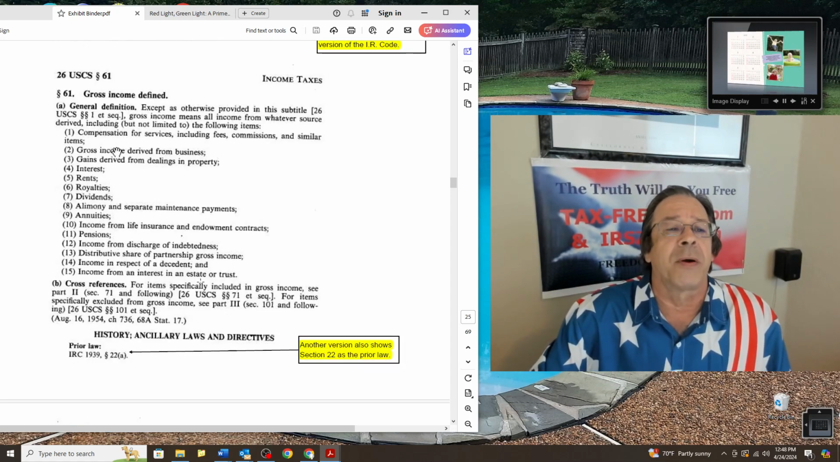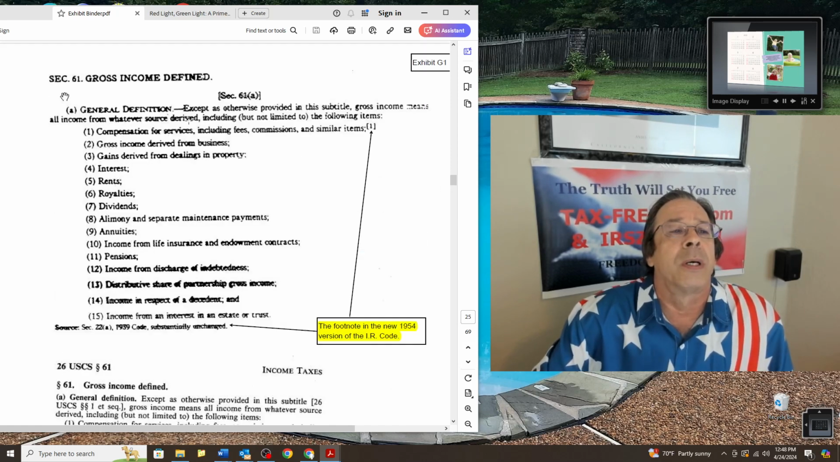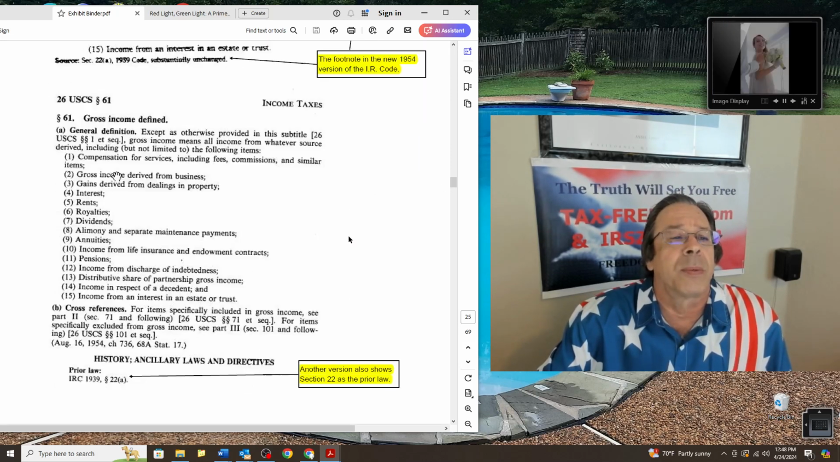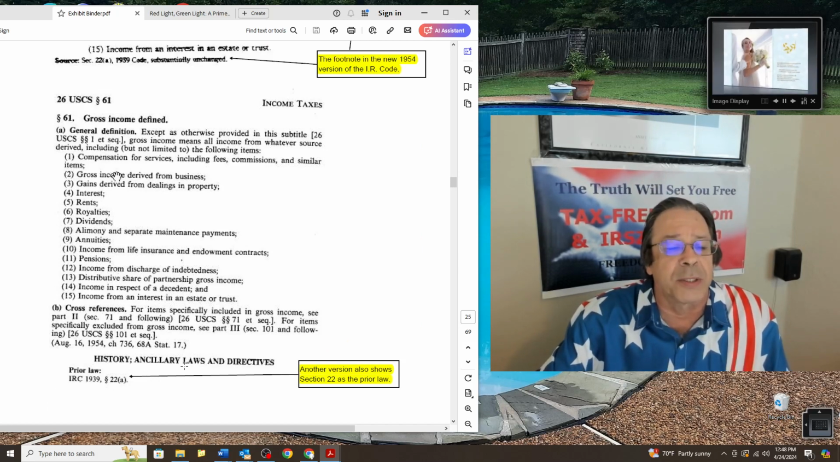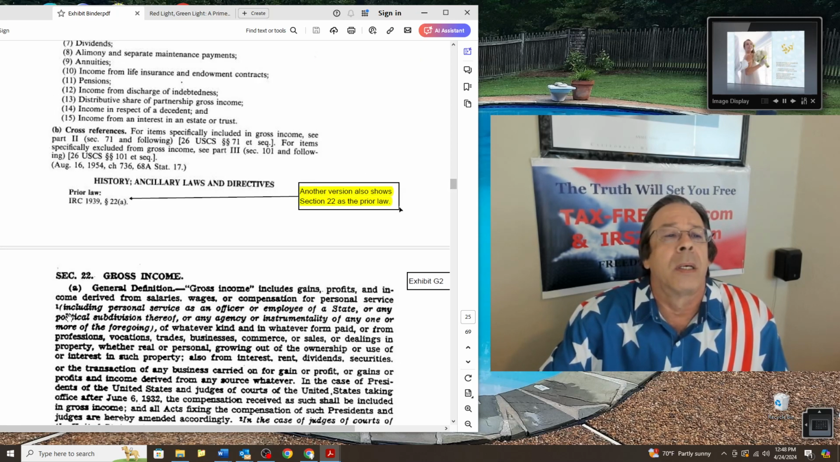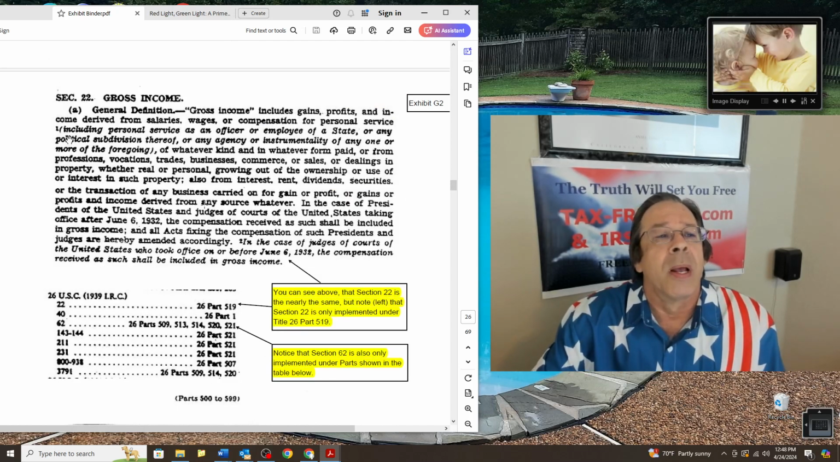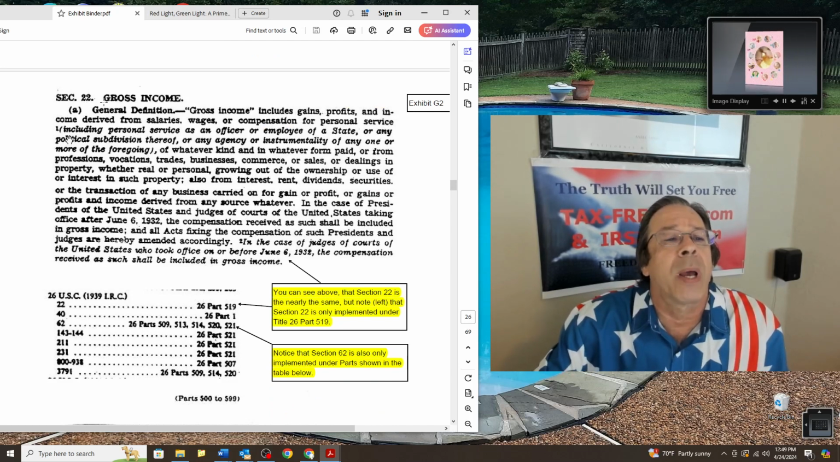So here's another version of it in a different United States Code book. Here's section 60. Here's section 61, gross income defined, and again down here, history, ancillary laws, prior law, IRC 1939, section 22A. That's right here. Another version of the same section 61. Okay, so now let's look at what section 22A was.